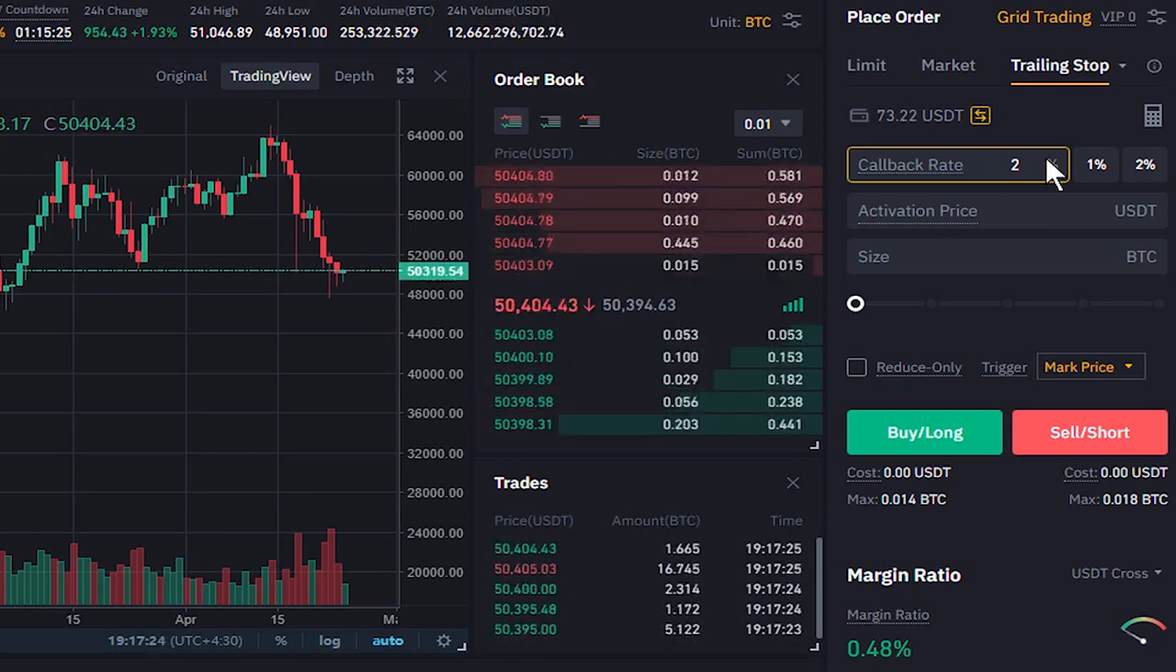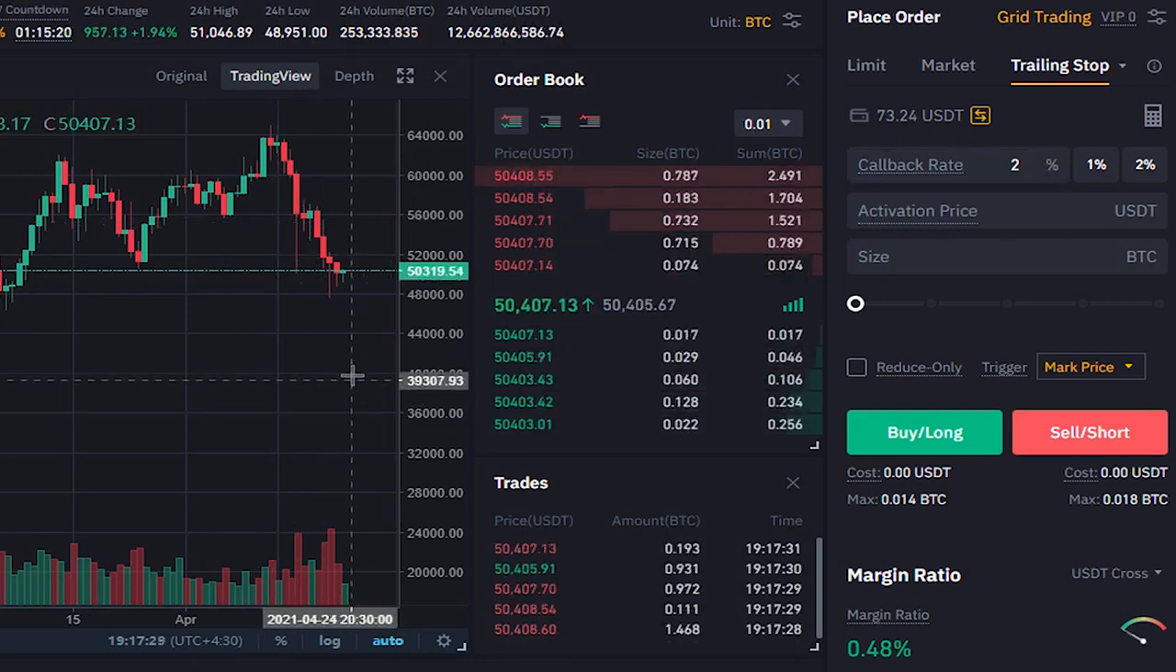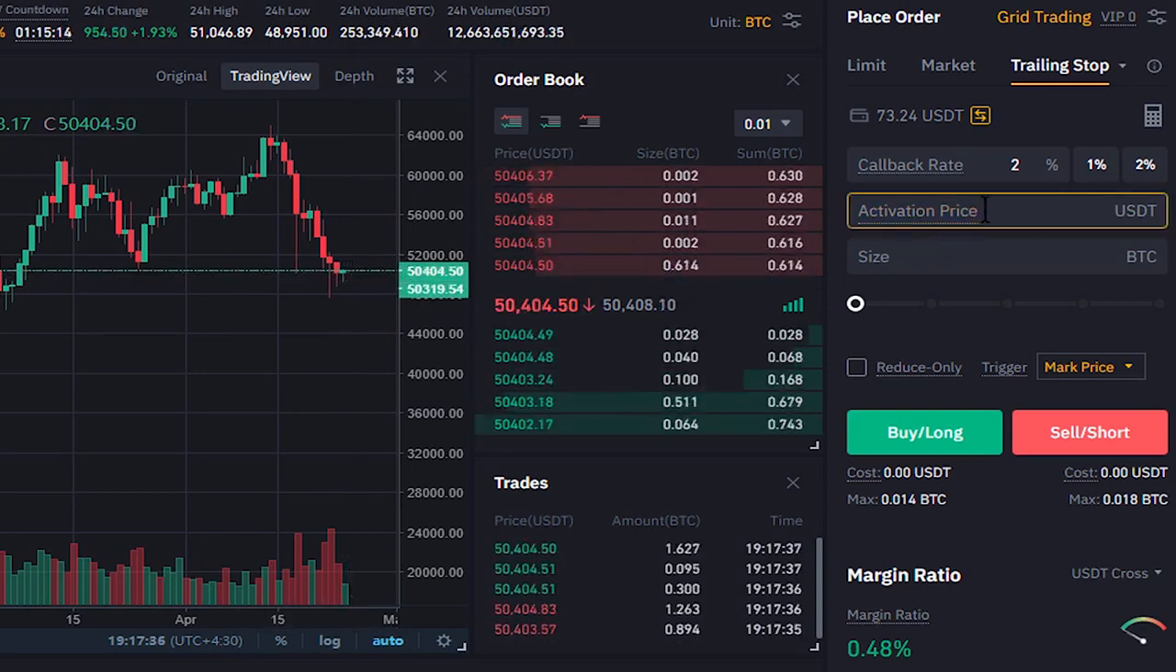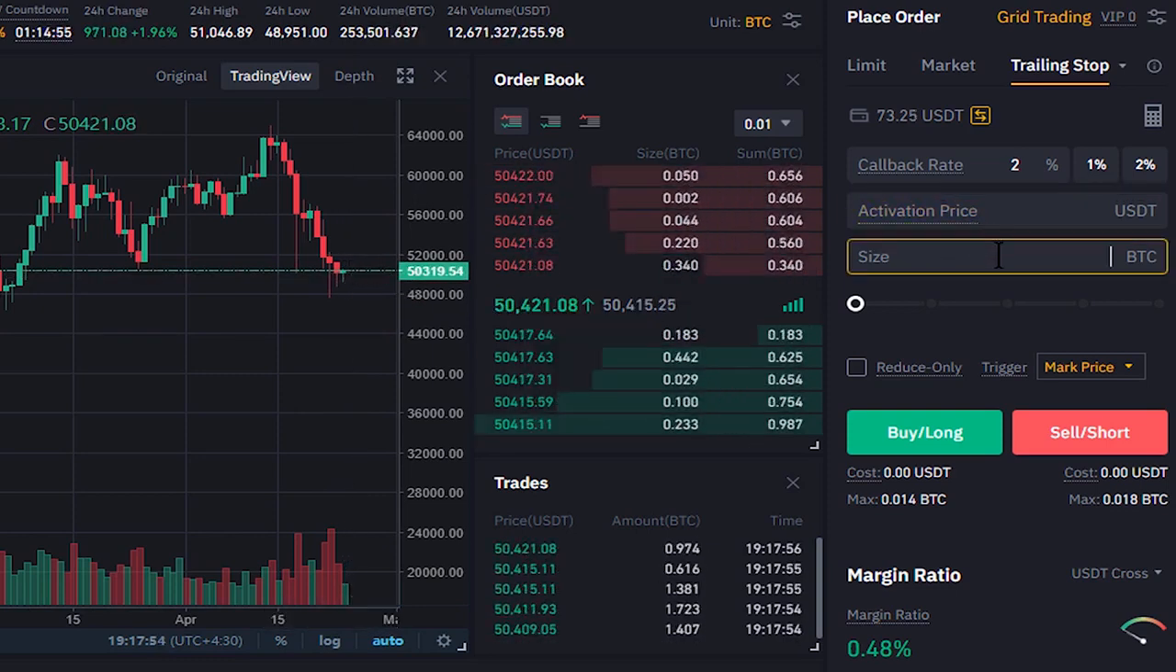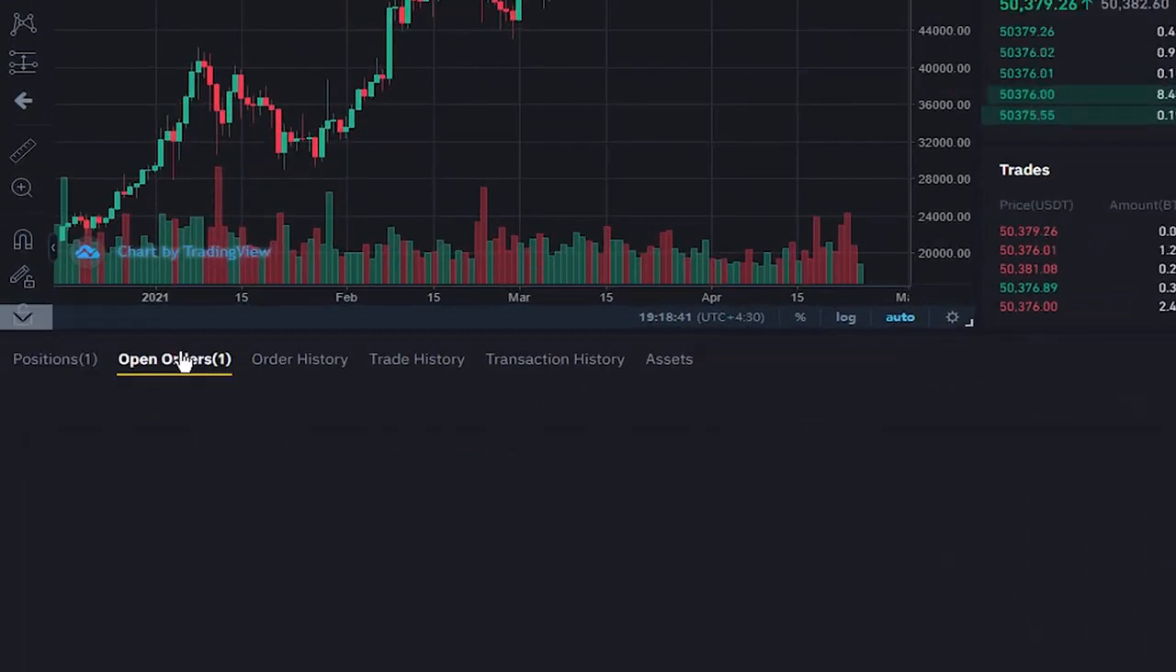In this example, consider you bought your Bitcoin in lower prices and you want to start locking your profit from the current price of the market. So don't fill the activation price, and let's set the size same as our long position size. We enter 0.002. We click on sell short, order submitted, and here it is in open orders.